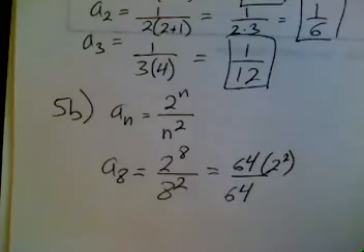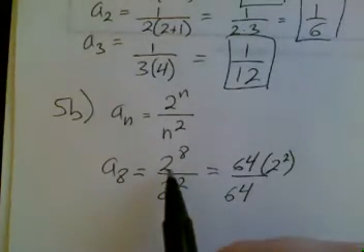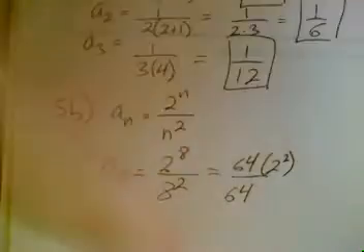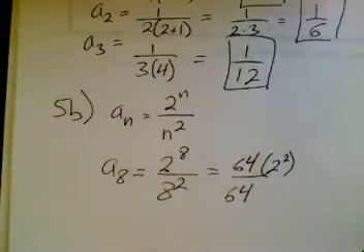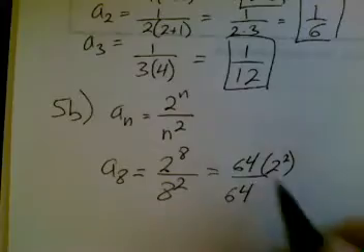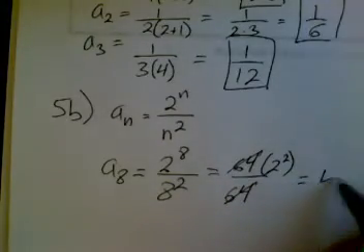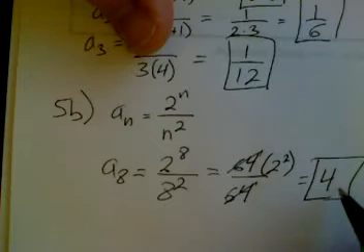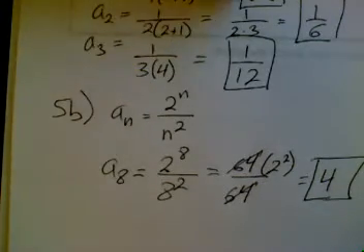Again, I'm going to do that one more time. 2, 4, 8, 16, 32, 64. I get back to 6 of them. I have 2 left. These will cancel out, and I'll be left with just a 4. That is the 8th term of this sequence. Okay, the 8th term of this sequence is 4, and that's all I need.